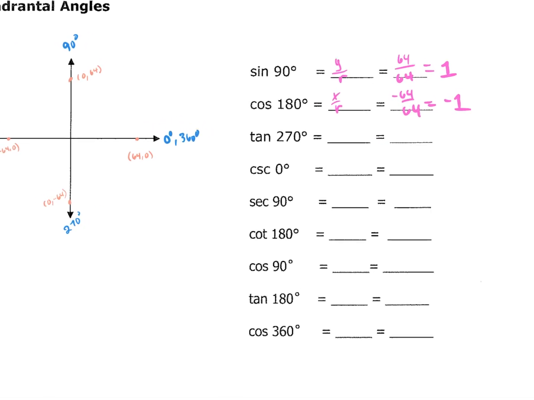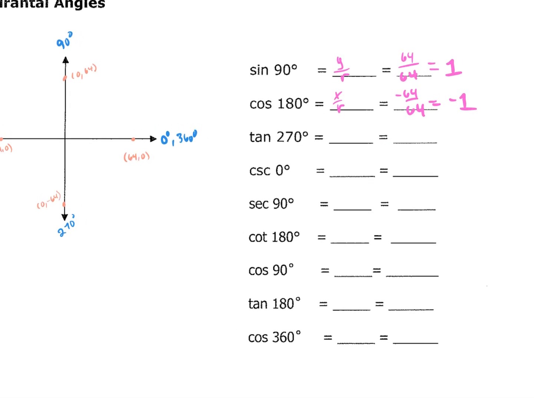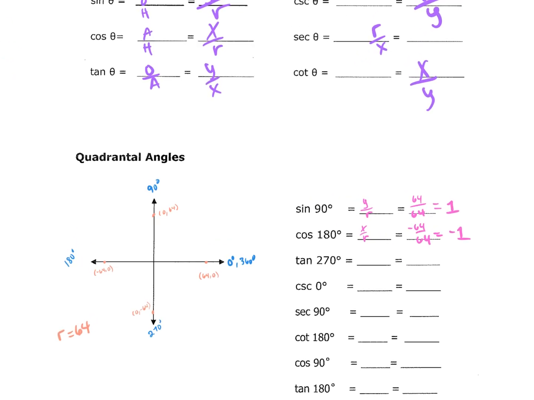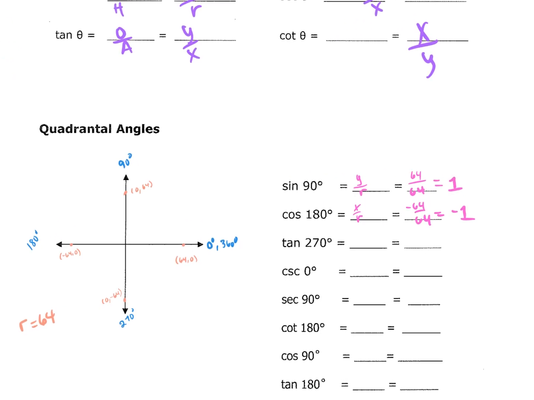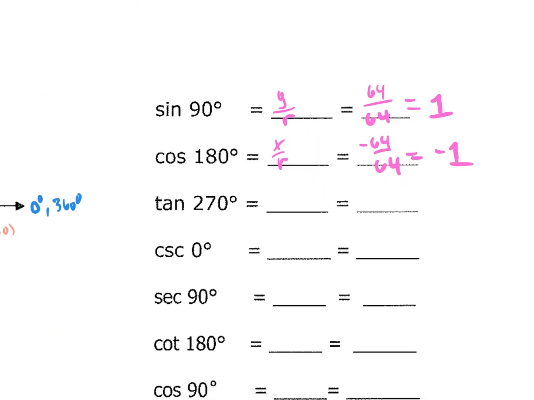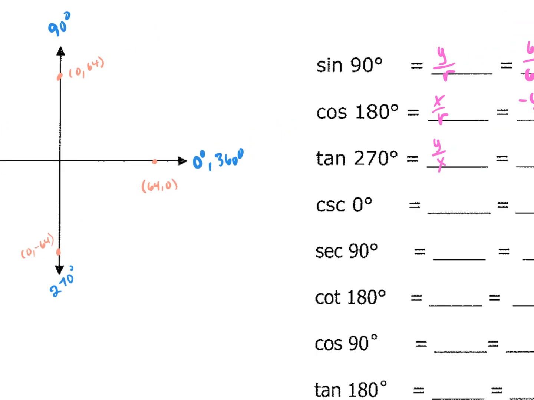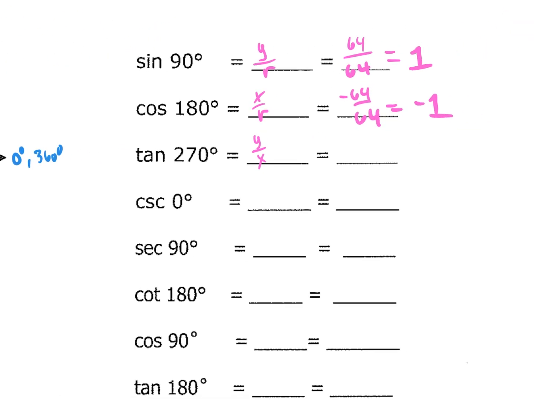Okay, tangent of 270 degrees. So tangent, Alex, what's the ratio we're going to do first using x's and y's and r's? Y over x. Okay, so for tangent, we're going to do y over x. So we're looking at 270 degrees, and y is how much? What's the y value at 270? Negative 64. Negative 64. If you want to put a different number, you can.